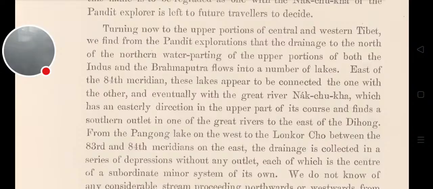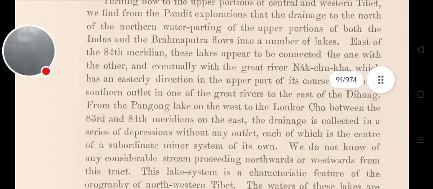East of the 84th meridian, these lakes appear to be connected one with the other and eventually with the great river Nak Chu Ka, which has an easterly direction in the upper part of its course and finds a southern outlet in one of the great rivers to the east of the Dihong. From the Pangong Lake on the west to the Longkor Cho between the 83rd and 84th meridians on the east, the drainage is collected in a series of depressions without any outlet, each of which is the center of a subordinate minor system of its own.